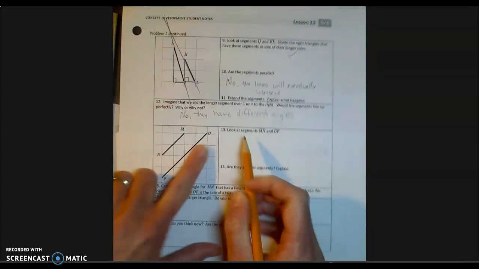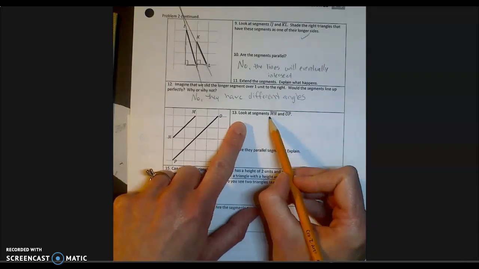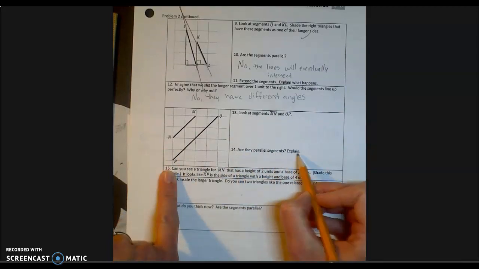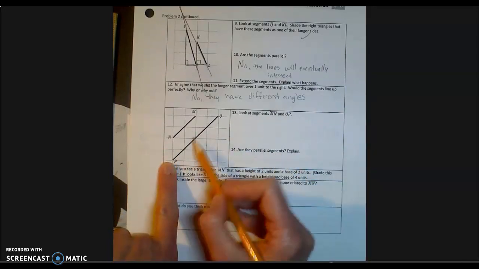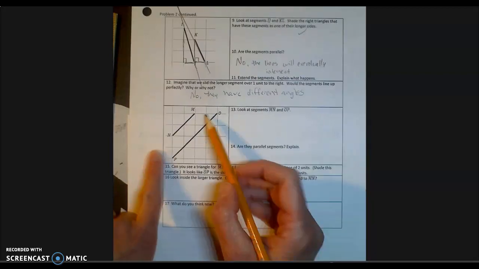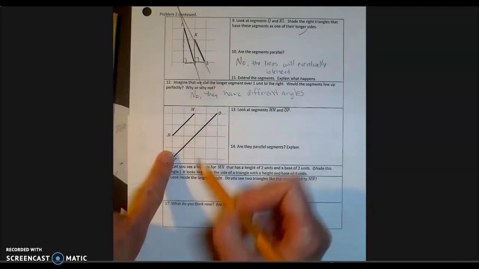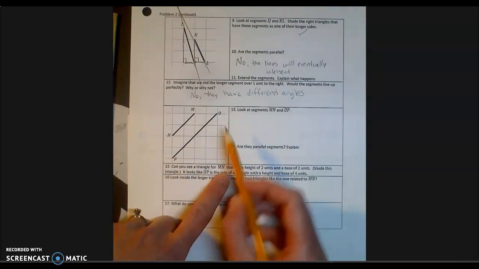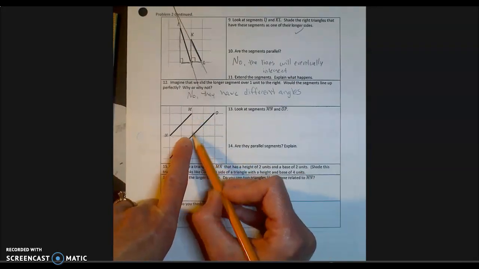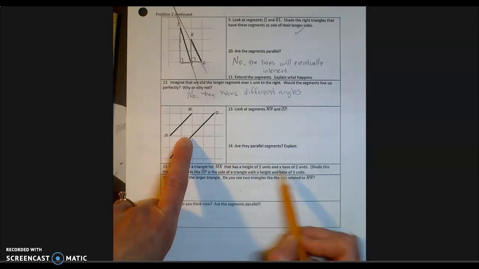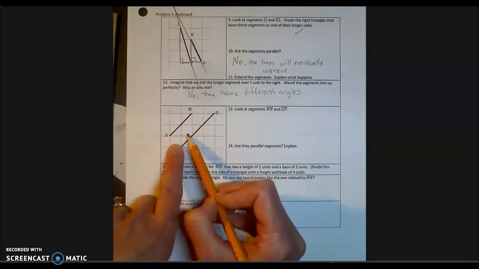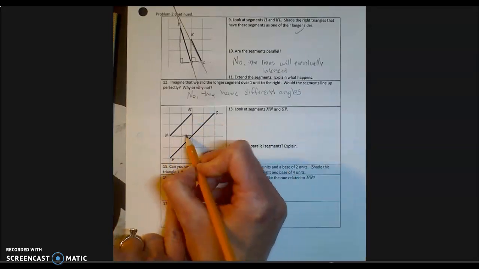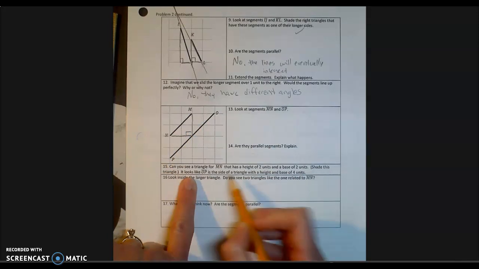Number 13, it says look at segments MN and OP. So it's asked, are they parallel segments? Explain. Well, if we look at them, it would help if we could visualize a triangle. It looks like they're parallel. And it says right here, can you see a triangle for MN that has the height of 2 units and a base of 2 units? So right here, we're going to shade it in. So right there, we have a right angle.